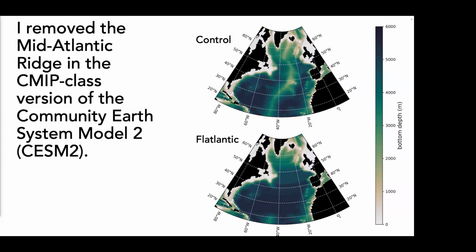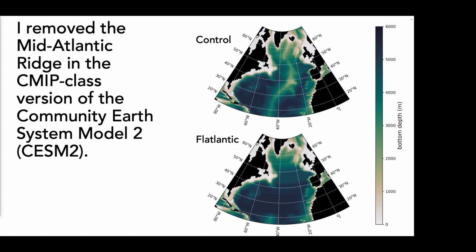Yeah, laughing is exactly the right response. Why on earth would I ever decide to remove the Mid-Atlantic Ridge? Well, there are two answers. One is that the Mid-Atlantic Ridge is important for multi-decadal variability, I think, and how water masses interact with it through bottom stresses might be a key part of climate variability. But the less serious answer is that no one had done it.